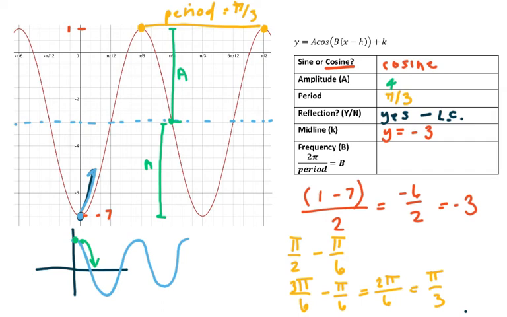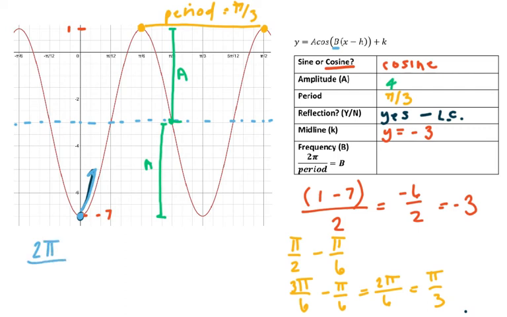Okay, finally, we are asked about the frequency. The frequency is the number of cycles that occurs within 2 pi. And so to find the frequency, or the b value in our function here, we are going to take 2 pi and divide 2 pi by the period. So our period is pi/3. So if we take 2 pi divided by pi/3, that is going to give us our b value, or our frequency.